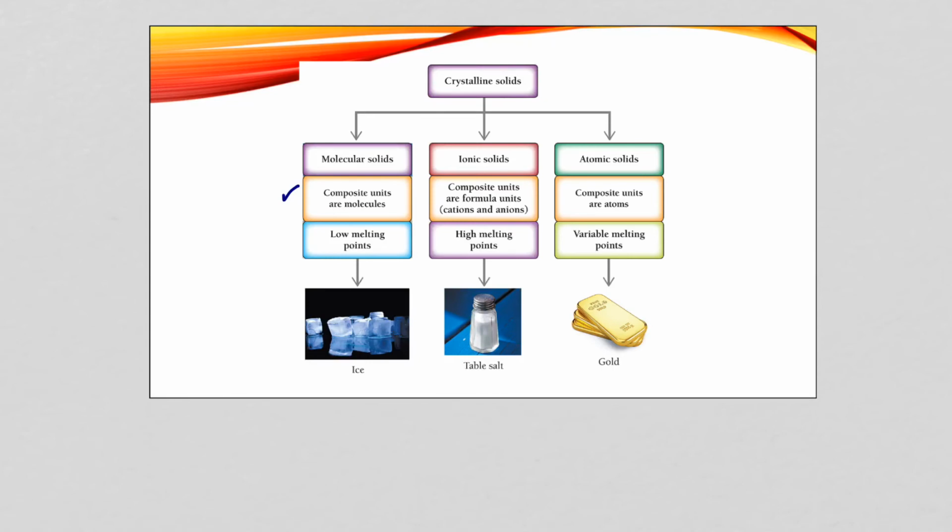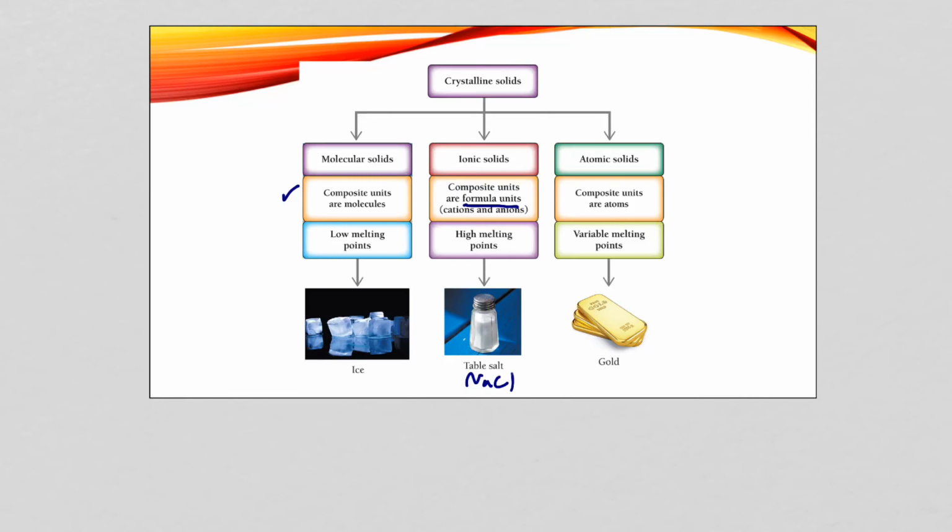We have ionic solids. If we remember, ionic solids are made up of metals and nonmetals, more specifically positive ions and negative ions. So the simplest unit is what we called the formula unit, the simplest neutral unit of the ionic compound. For example, for table salt, that formula unit is sodium chloride. And then atomic solids are elemental solids, so the individual units are individual atoms, like gold is made up of a bunch of gold atoms.